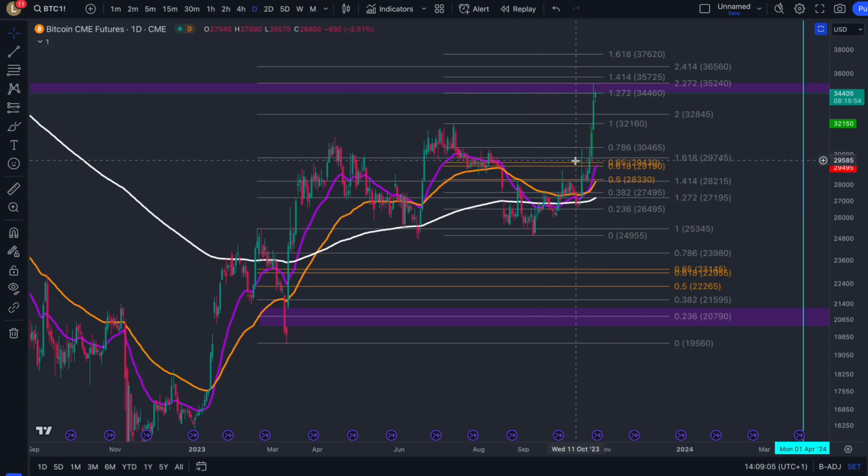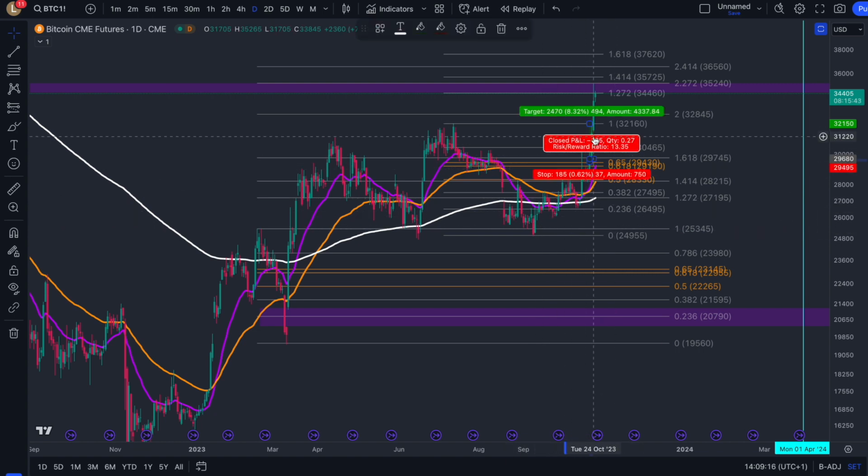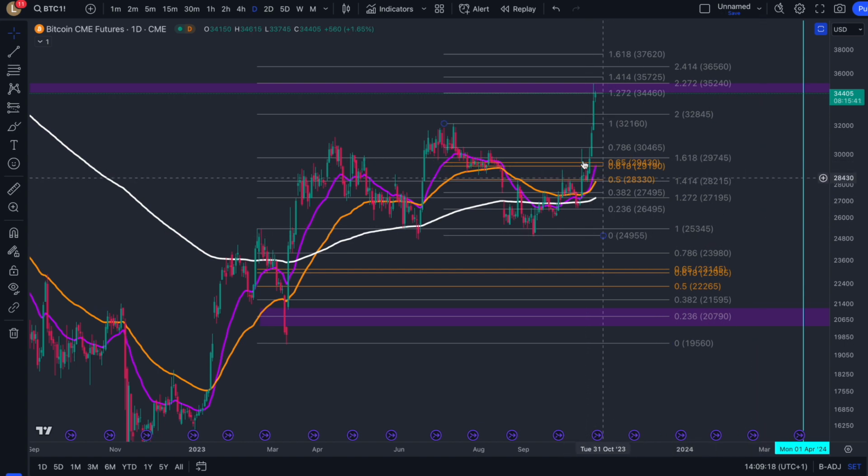This is where you could have profited very nicely from this entry down here with the bullish divergence that appeared above this support. So at a key level, we saw bullish divergence sending us back up to 30k. That's where we took some profits. Let me just get rid of that position. That's where we took some profits out of our trade.